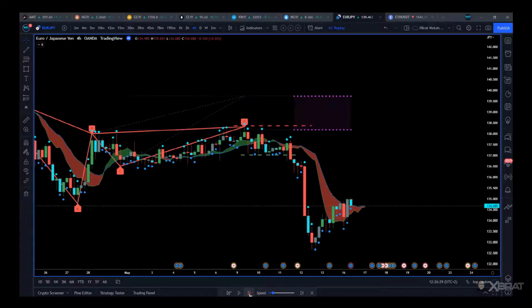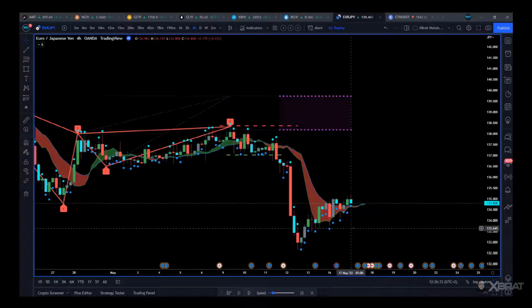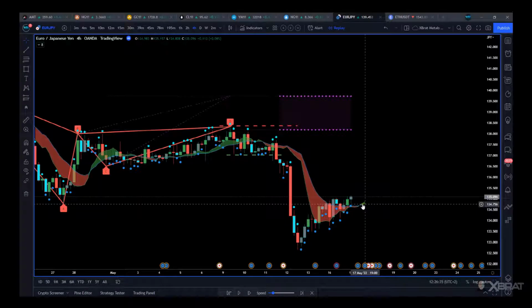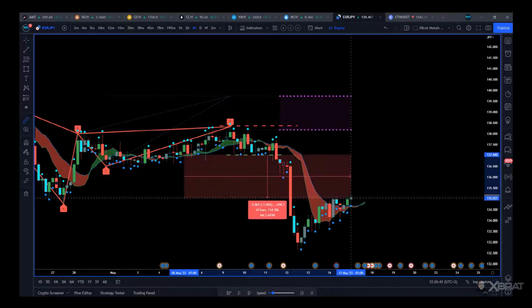Waiting. We don't know if this is going to go there. The ribbon turns green. Time to get out. This trade, pretty good trade here, around about 200 pips.